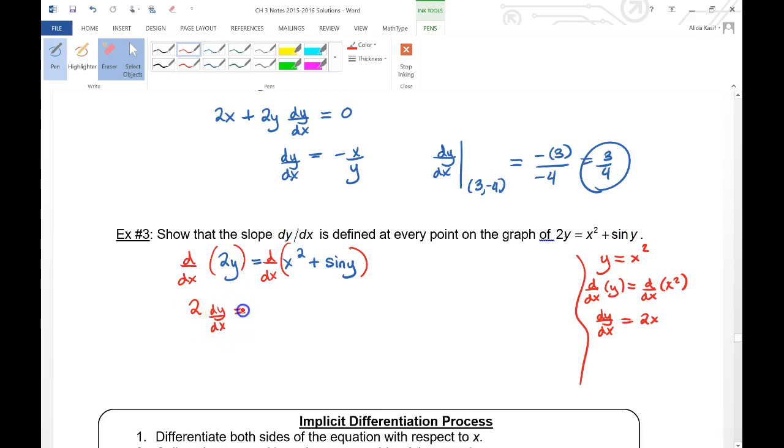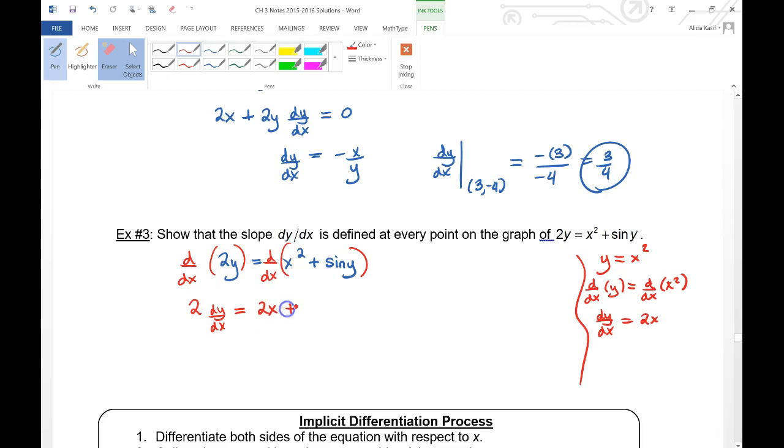So it's 2 dy dx. Is that okay with that? Does that make sense? All right, now what happens? So the next part's just going to be 2x. That's fine. Okay? So 2x. Now, imagine with the next part.